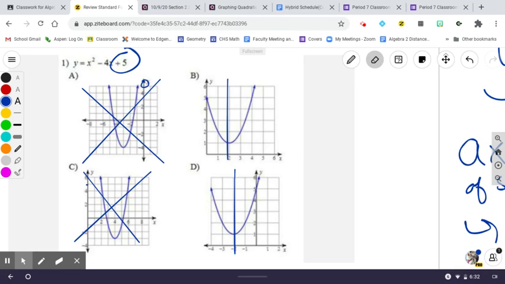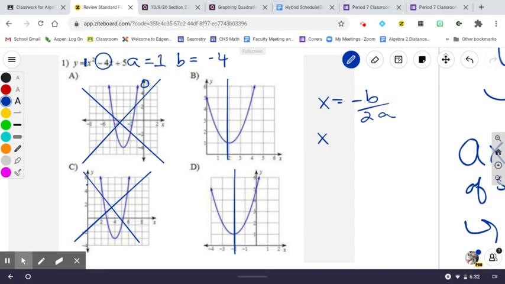In order to find the axis of symmetry, we need negative b over 2a. To do that, we need to identify a, b, and c. So a is 1. Remember, a is just whatever's in front of the x squared term. B is negative 4. So we're going to take negative 4 and 1, and we're going to plug it into negative b over 2a. So we have x equals negative b over 2a. So negative b, well, b is negative 4. You do need both negatives. Over 2a, a is 1.